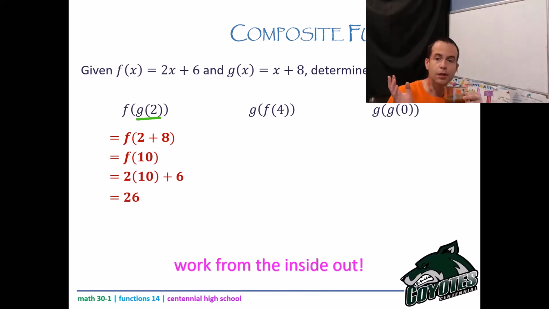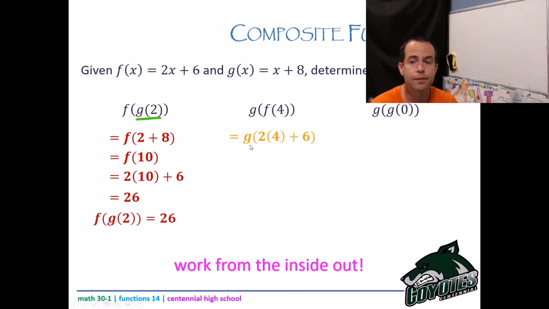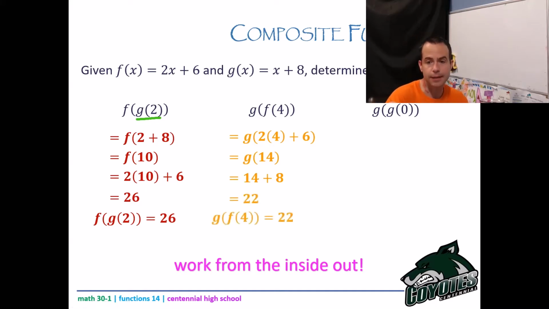Now you try g of f of 4. Well, the first thing I'm asking myself is what's f of 4? So I go to here, I plug in 4. 2 times 4 is 8 plus 6 is 14. So now I'm looking for g of 14. All I did there was figure out what f of 4 is, just inside those brackets. Now I'm looking for g of 14. I plug 14 in for x to my g equation, and that gives me 22. So again, that means g of f of 4 is 22.